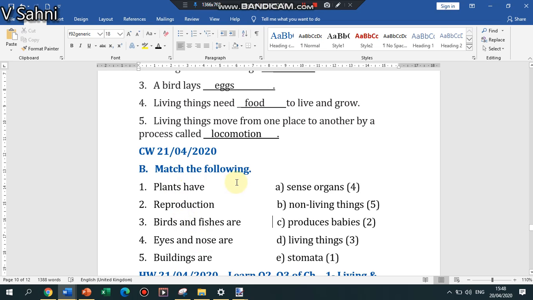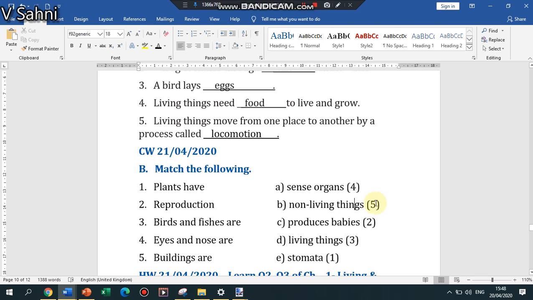So plants have, what do the plants have? Plants have stomata. Reproduction. What is reproduction? Production of producing babies. Birds and fishes are living things. Eyes and nose are your sense organs. Buildings are non-living things. So now that you are in grade 3, you are going to be writing the reference numbers like this. Is it clear?